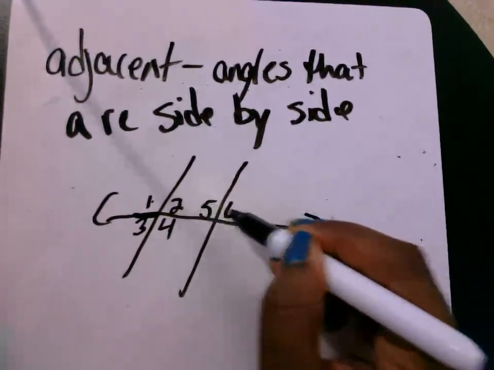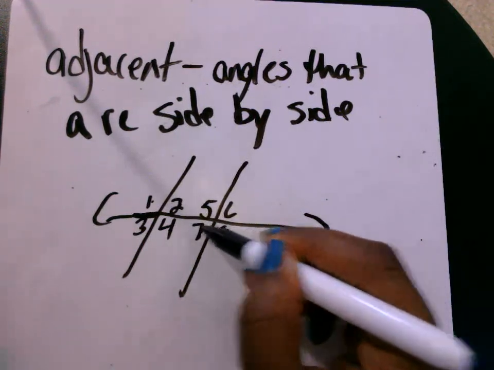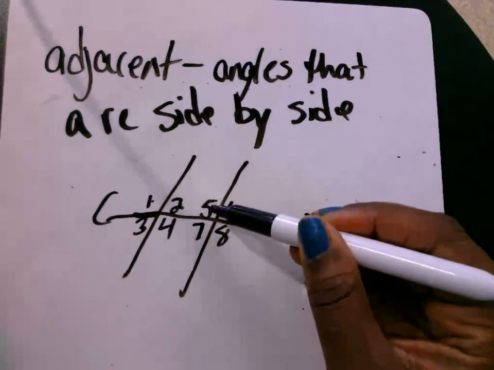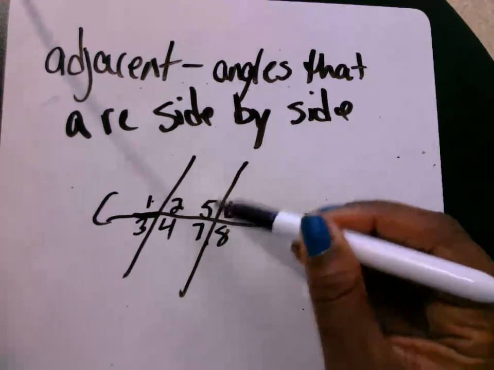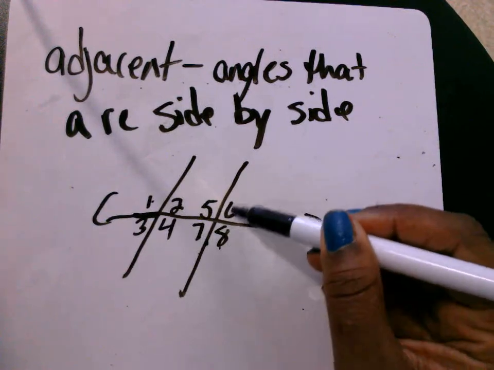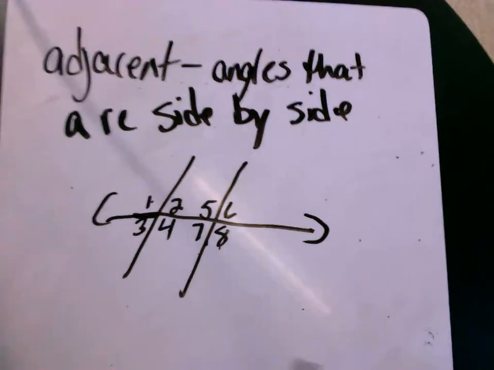5 and 6 are adjacent. They're side by side. 7 and 8 are adjacent because they're side by side. But so is 5 and 7. They're adjacent. They're side by side. 6 and 8 are side by side. Angles that are side by side are adjacent.